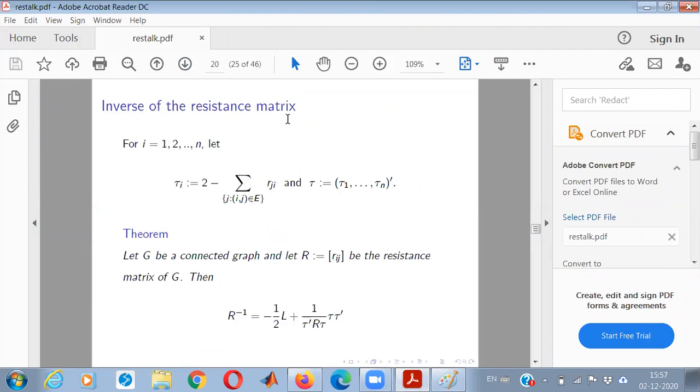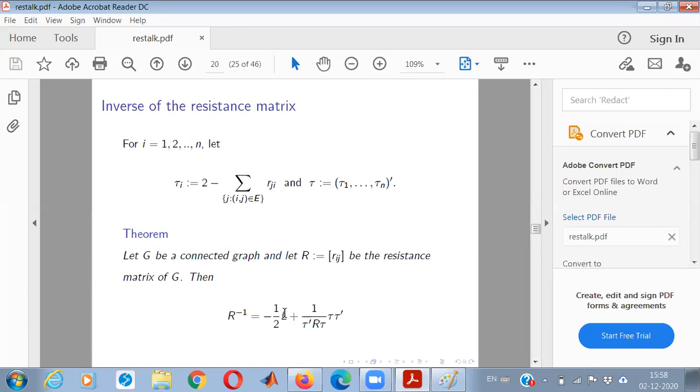Okay, so the inverse of the resistance matrix also has a similar formula. So you take any graph, and here the tau is defined like this. So it is a generalization of degrees. 2 minus the summation of the rji. So that is the tau vector. And then you get a similar formula. This was hidden in the work of Fiedler actually, but it was not noticed. And then Graham and I also have some work on this where we gave the formula, and then similar formulas have been found by others. So the inverse of the resistance matrix also has the same formula.